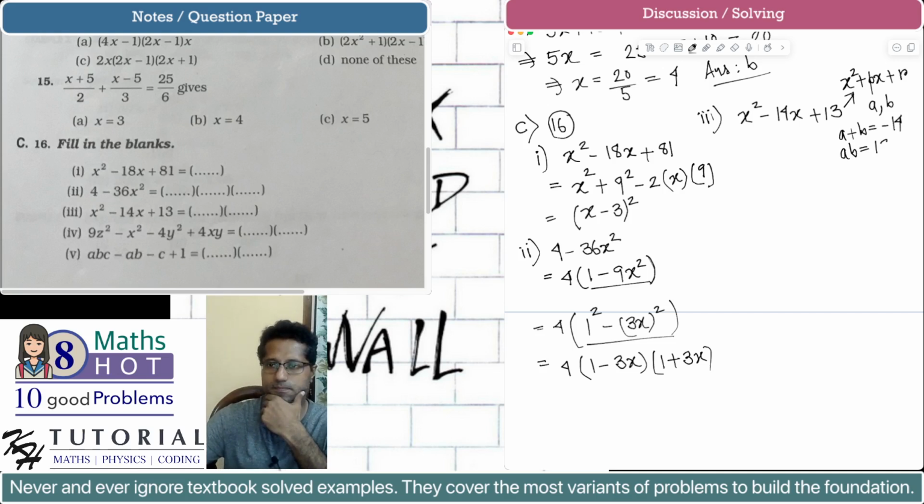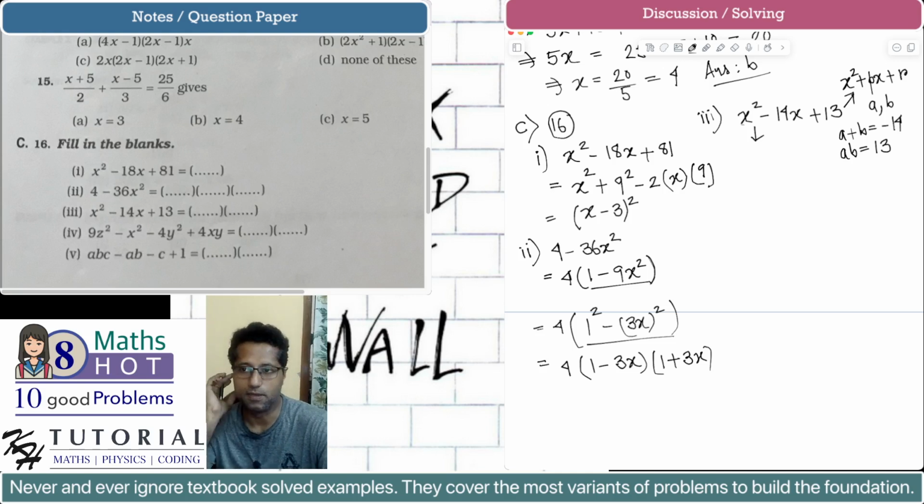Since the coefficient of x square is 1, if we can find values of a and b such that a plus b is equal to minus 14 and ab equals 13, then we can directly say that the factorized form of the given expression will be x plus a multiplied by x plus b, because the given expression is of the form x square plus px plus r. Okay. Now, can we find a and b such that a plus b is equal to minus 14 and ab equals 13?